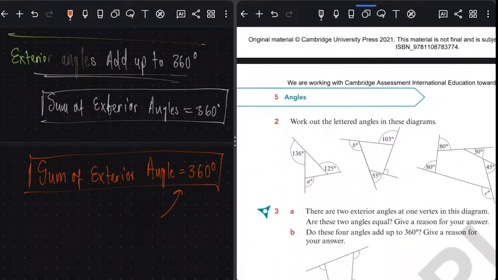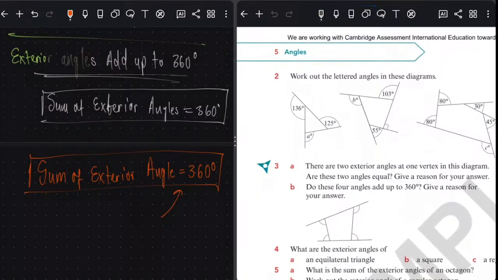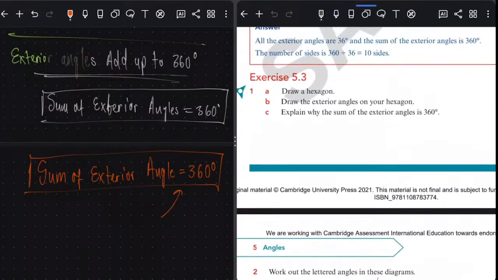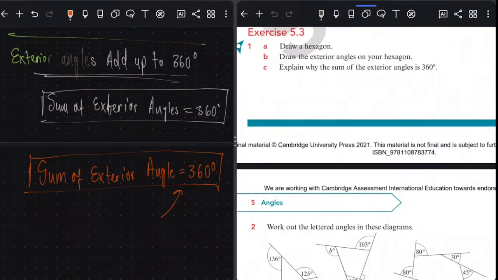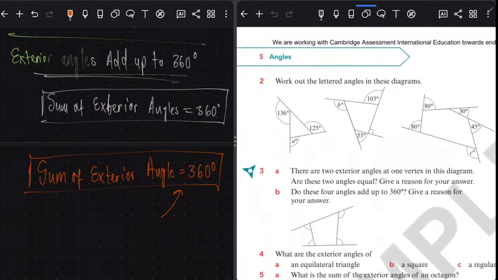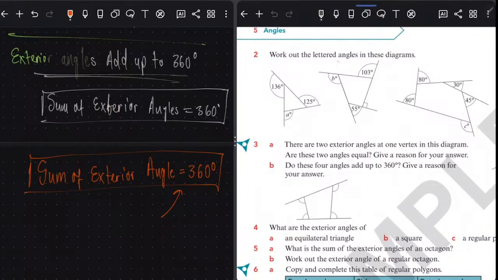So let's go. We come here. Work out the lettered angle. We don't even care what they say. Explain why the sum, blah, blah, blah. We know that they add up to 360. Let's start with number 2. Work out the lettered angles in these diagrams.